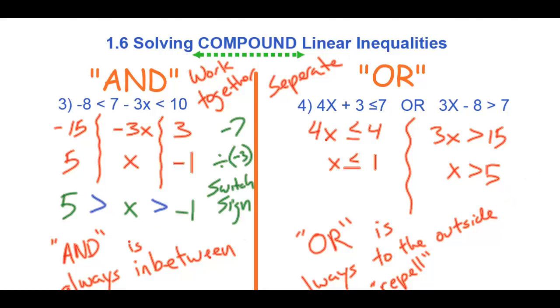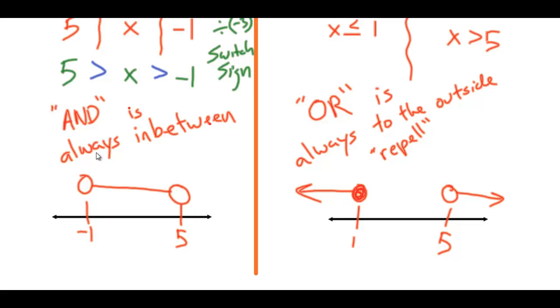And if I graph it on a number line, and is always in between. So you have their two endpoints. So like the movie theater example would be 11 and 65, and it's everybody in between. So and is always in between.